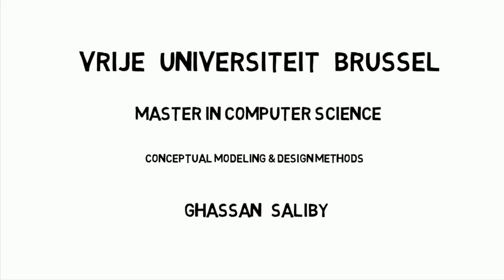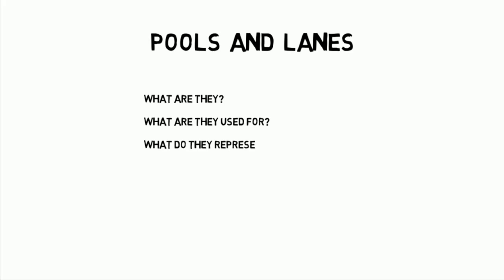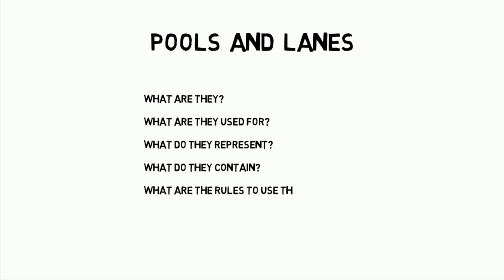This video is about pools and lanes as structuring elements of Business Process Modeling Notation, BPMN. I will try to answer some questions about them, such as: what are they? What are they used for? What do they represent? What do they contain? What are the rules to use them? And finally, in which cases should we use several pools or a single pool with several lanes?